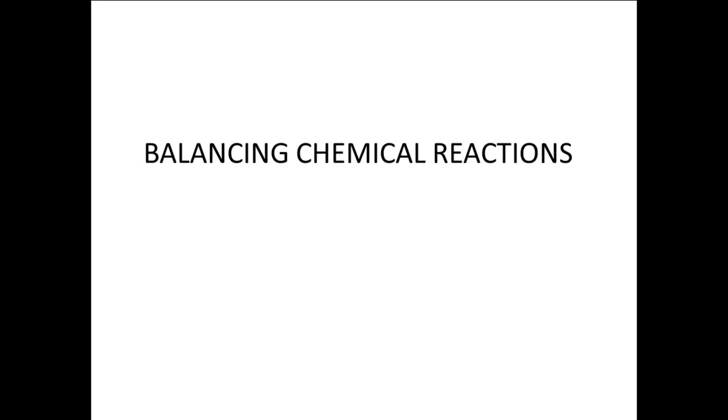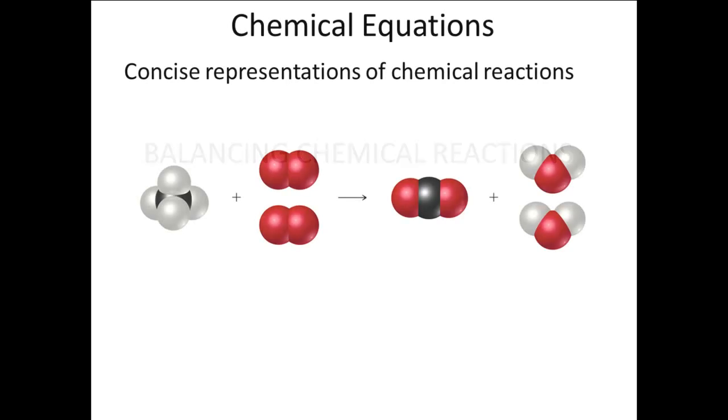Balancing chemical reactions. Chemical equations are short ways of showing what goes on in a chemical reaction. A balanced chemical reaction is a representation of the law of conservation of mass. Specifically, there must be the same number of atoms of each element on both sides of the equation.